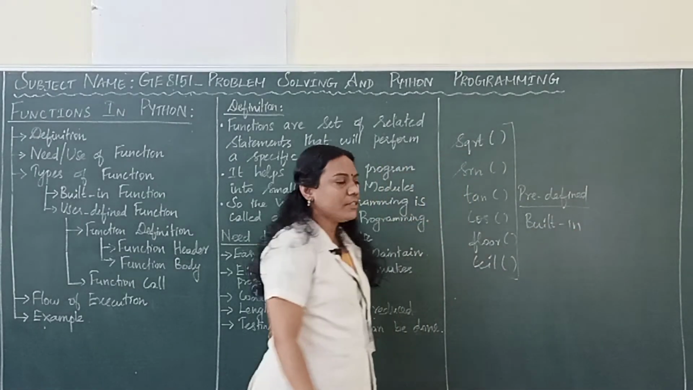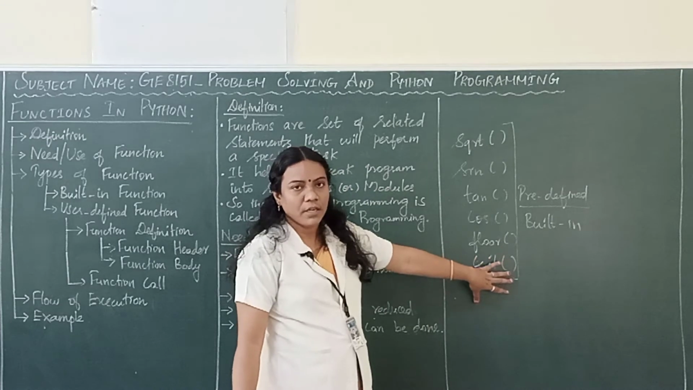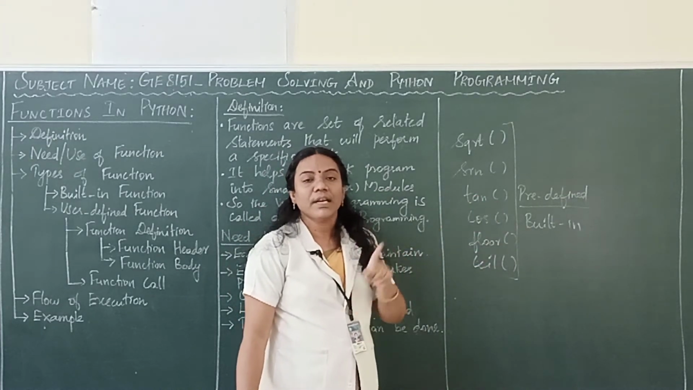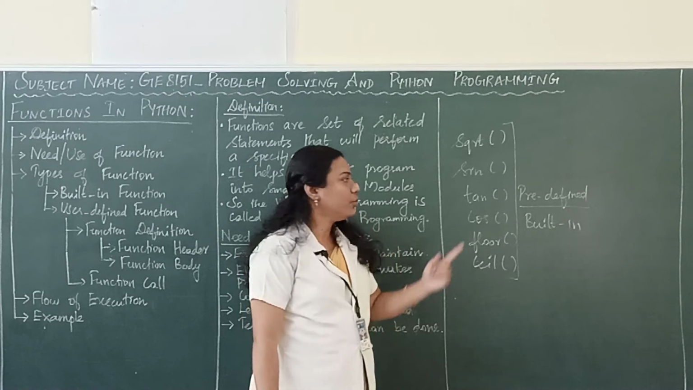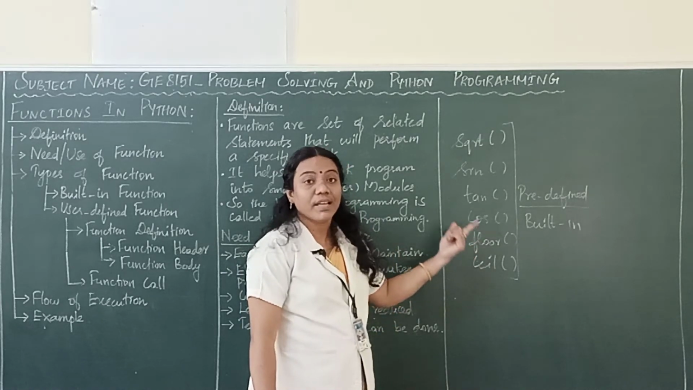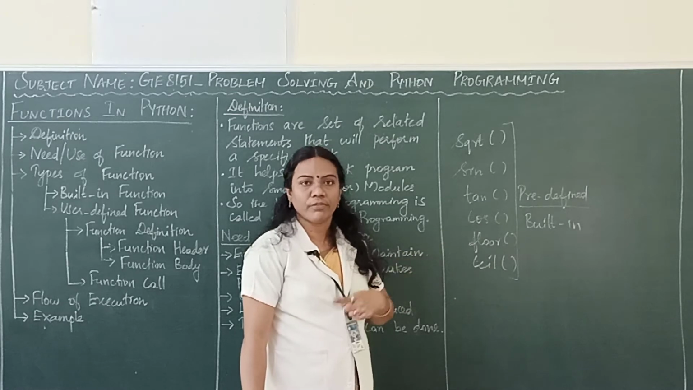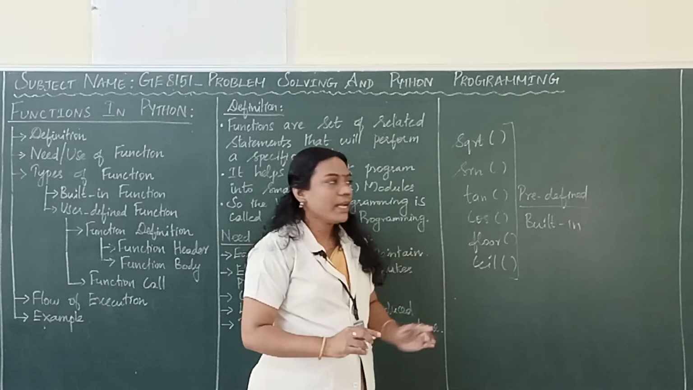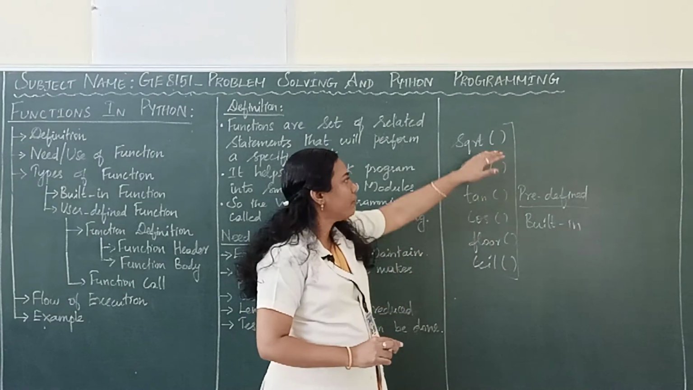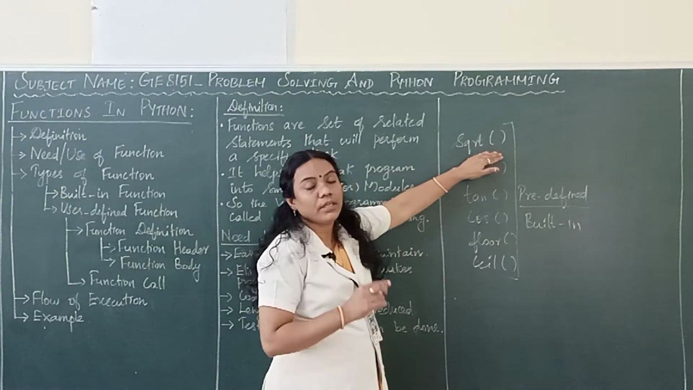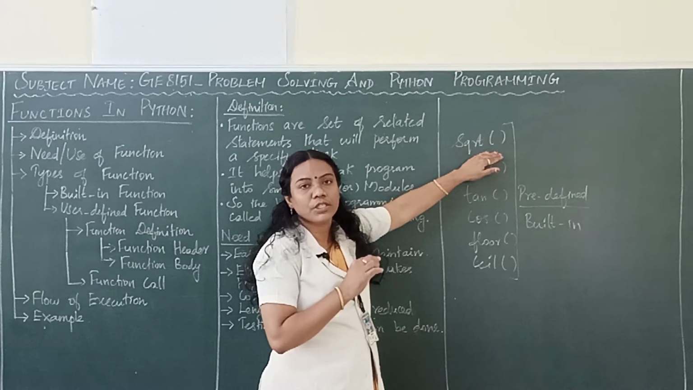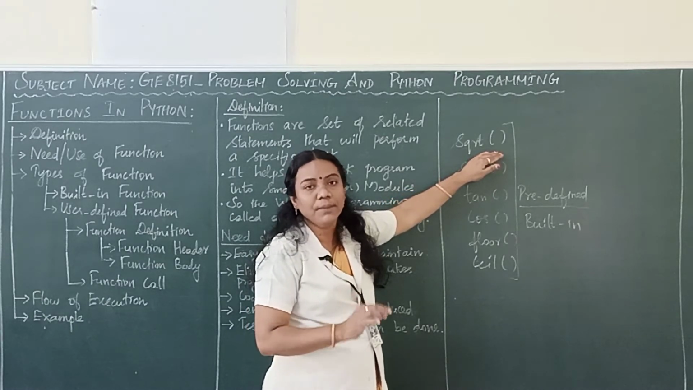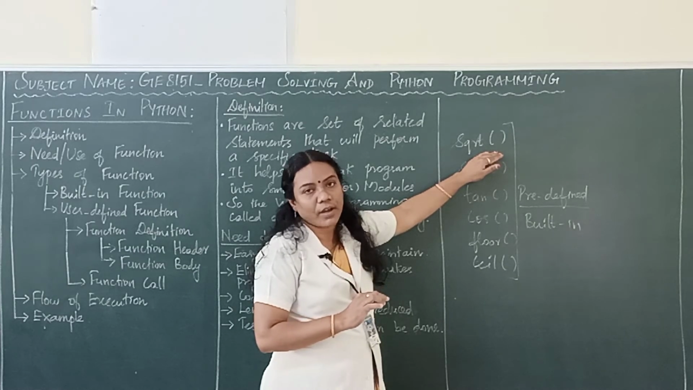These functions are already present, so we can use them. But one thing is, we cannot make any modification to the function definition. We can use the function as many times as we want in our program, but we cannot modify it. That is, if I try to change the definition of the function square root, it is not possible. That is the drawback of built-in functions.